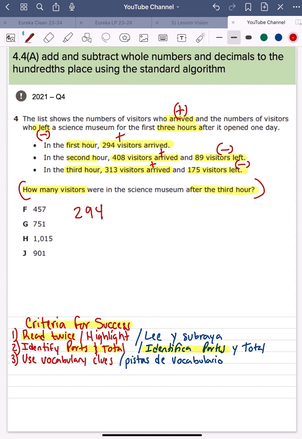Then in the second hour, 408 visitors arrived. So what I'm going to do is add those two. This is in the first hour, right? So identifying what we have, this is in the first hour. I'm going to go ahead and add them up, and let me see what I get.